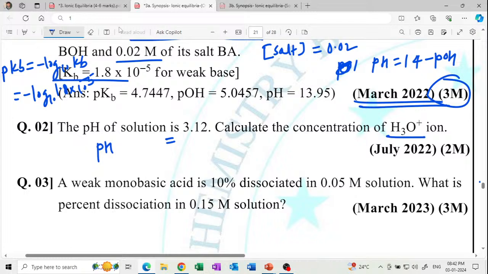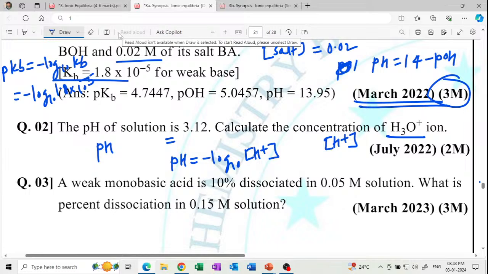Calculate the concentration of H plus. The formula: pH is equal to minus log to the base 10 of the H plus ion concentration. So how to calculate the H plus ion concentration? By taking the log of both sides. You can take the log of both sides. 3.12.